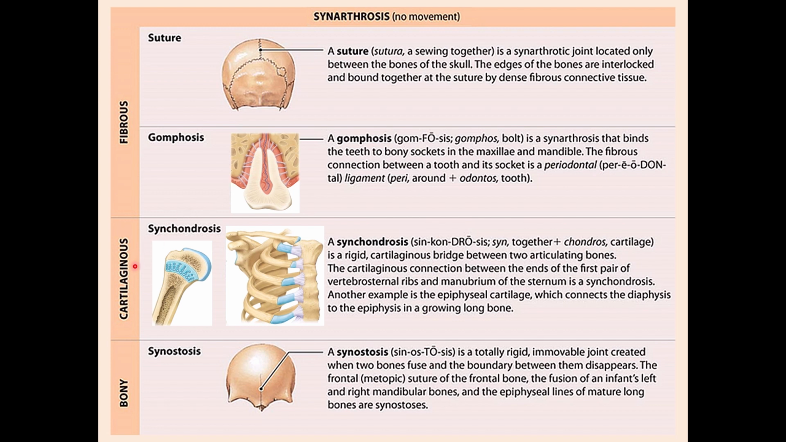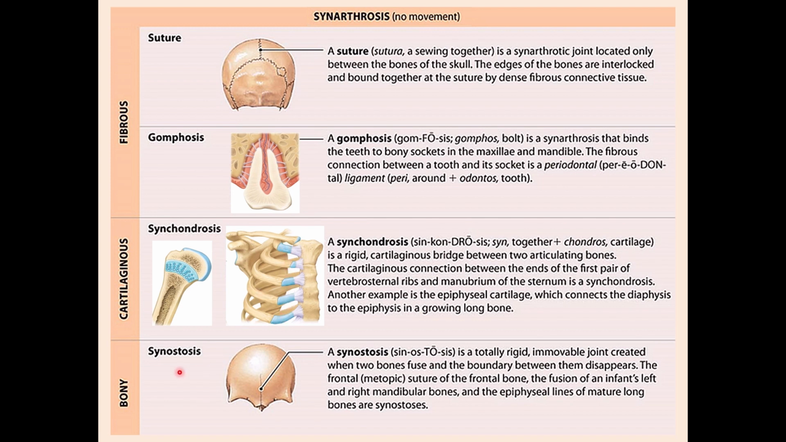The second type of Synarthrosis is called cartilaginous. These types of joints are called Synchondrosis. It means that they are made of cartilage, but the cartilage is not mobile. One example is the epiphyseal growth plate, which is located between the epiphysis and the diaphysis of the long bone, and this is the area where the bones grow, but they are not mobile. And the second one is this area between the first rib and the sternum. This is the manubrium of the sternum, and this cartilage is not mobile. These other cartilages are mobile, but this one is not.